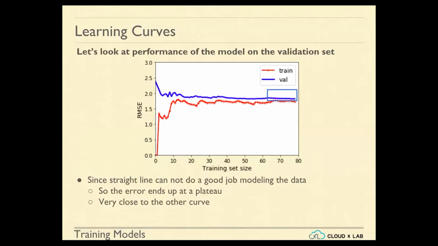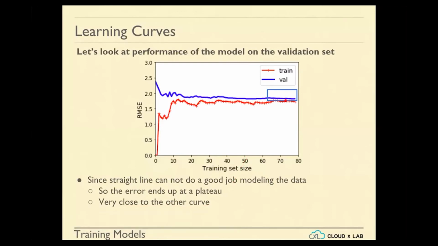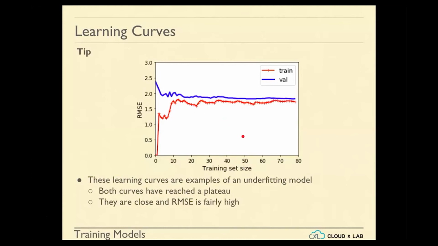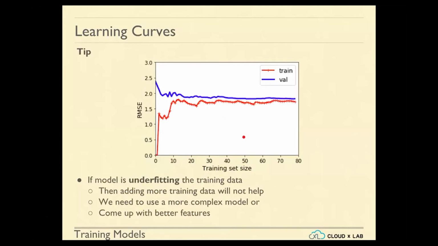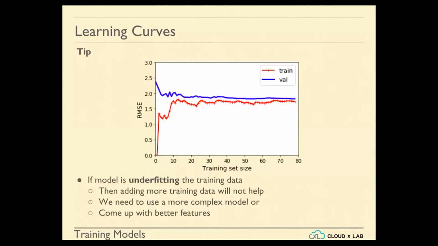A straight line cannot do a good job modeling the data, so the error ends up at a plateau, very close to the other curve. So if this error is really high and both are equal, that means your model is at least not overfitting, but your model is probably underfitting. If the model is underfitting the training set, then adding more training data will not help.